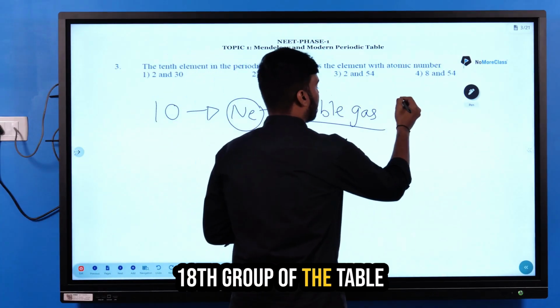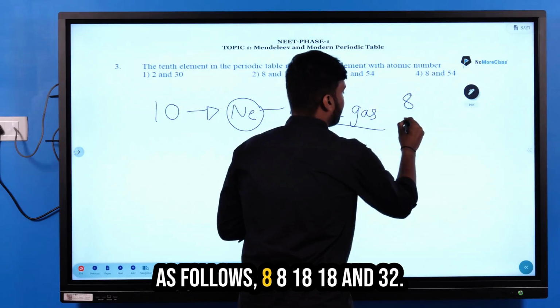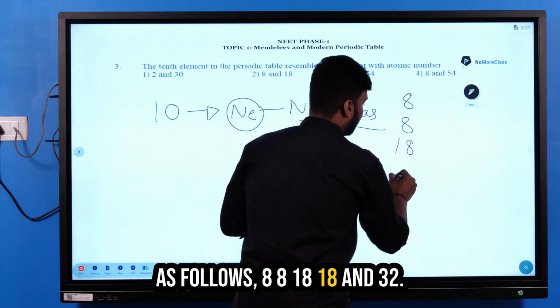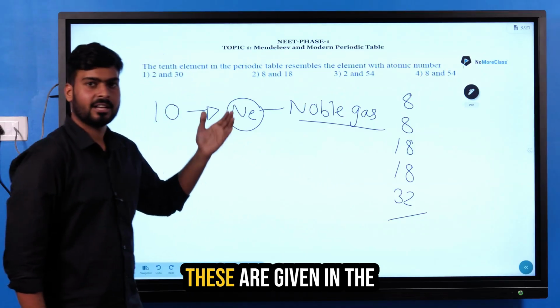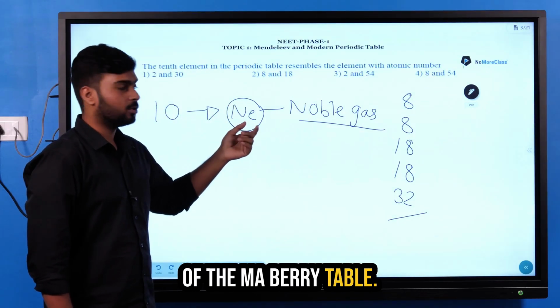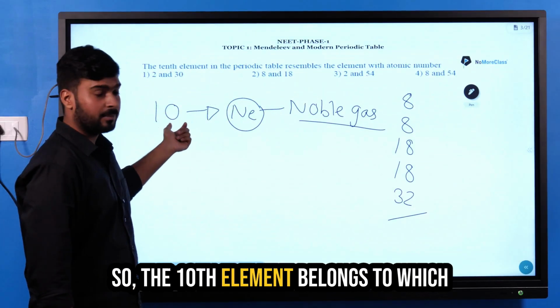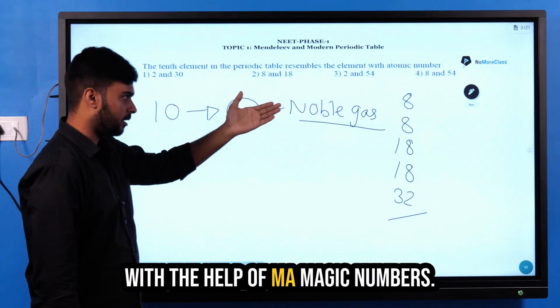The 18th group of the modern periodic table contains the magic numbers as follows: 2, 8, 8, 18, 18, and 32. These are the magic numbers given in the modern periodic table. So which element the 10th element resembles, we can find out with the help of the magic numbers.